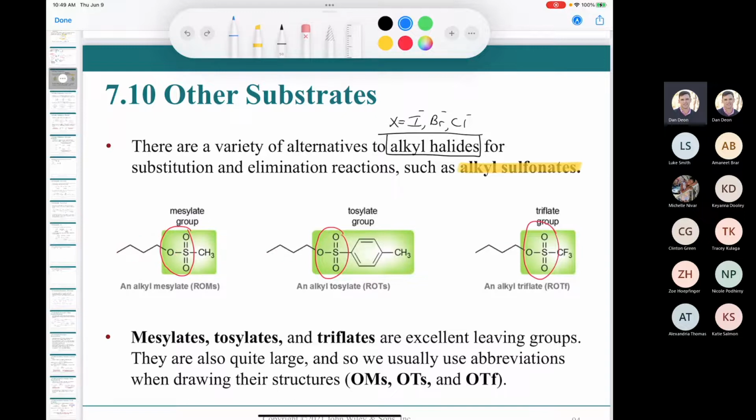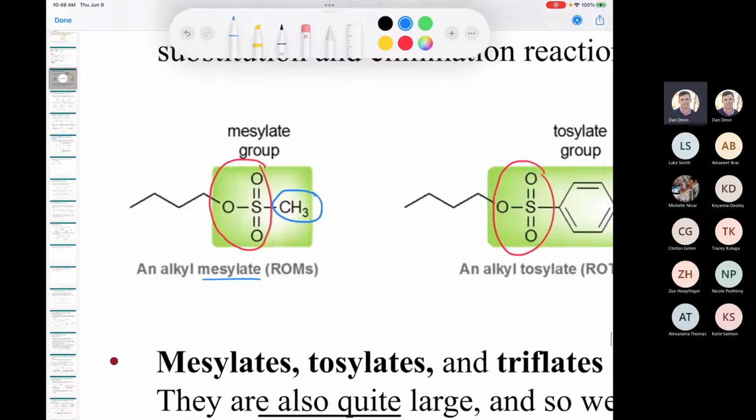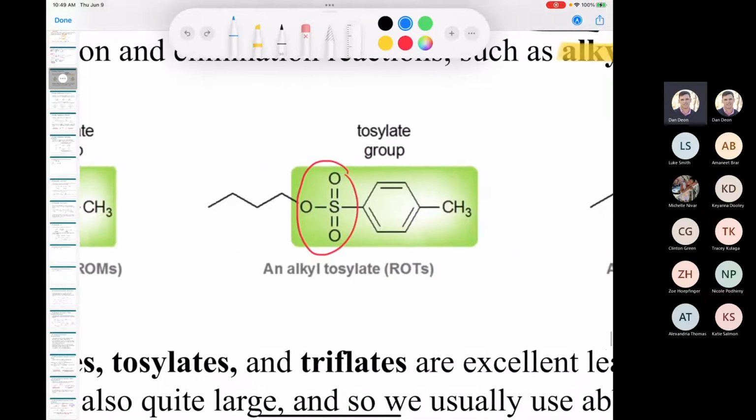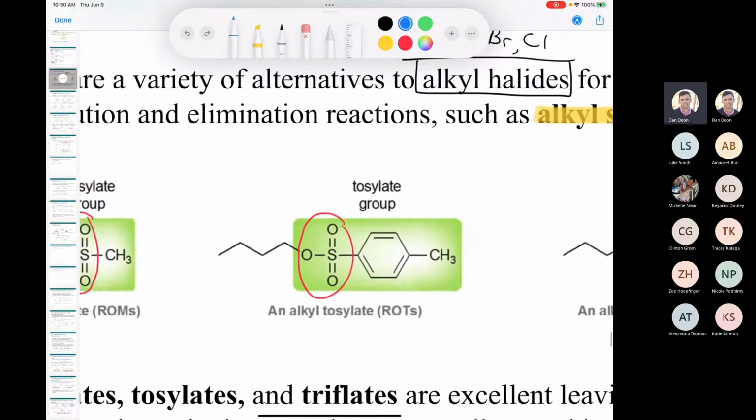The one furthest to the left is a methyl sulfonate. We call that a mesylate, and the abbreviation we use is OMs. The next one has a toluene. When you have an aromatic ring like this with a methyl group attached to it, this is called toluene. So this is a toluene group, and we call that a tosylate. We abbreviate that OTs.